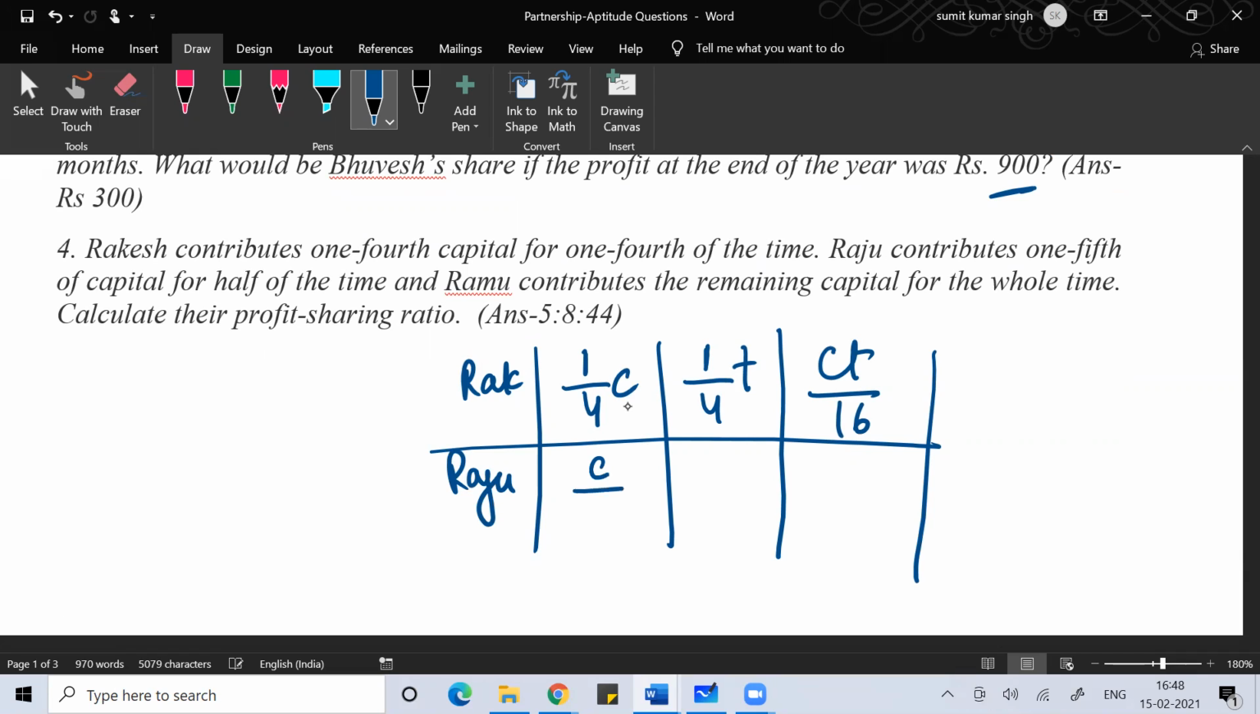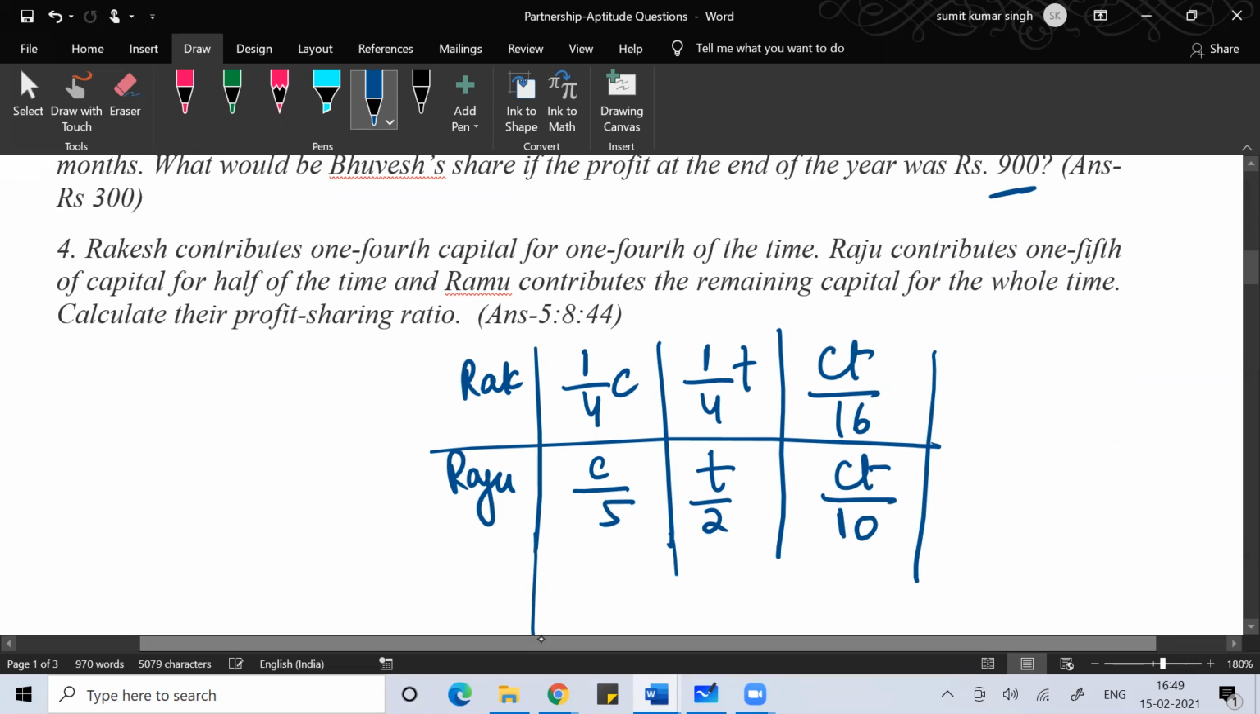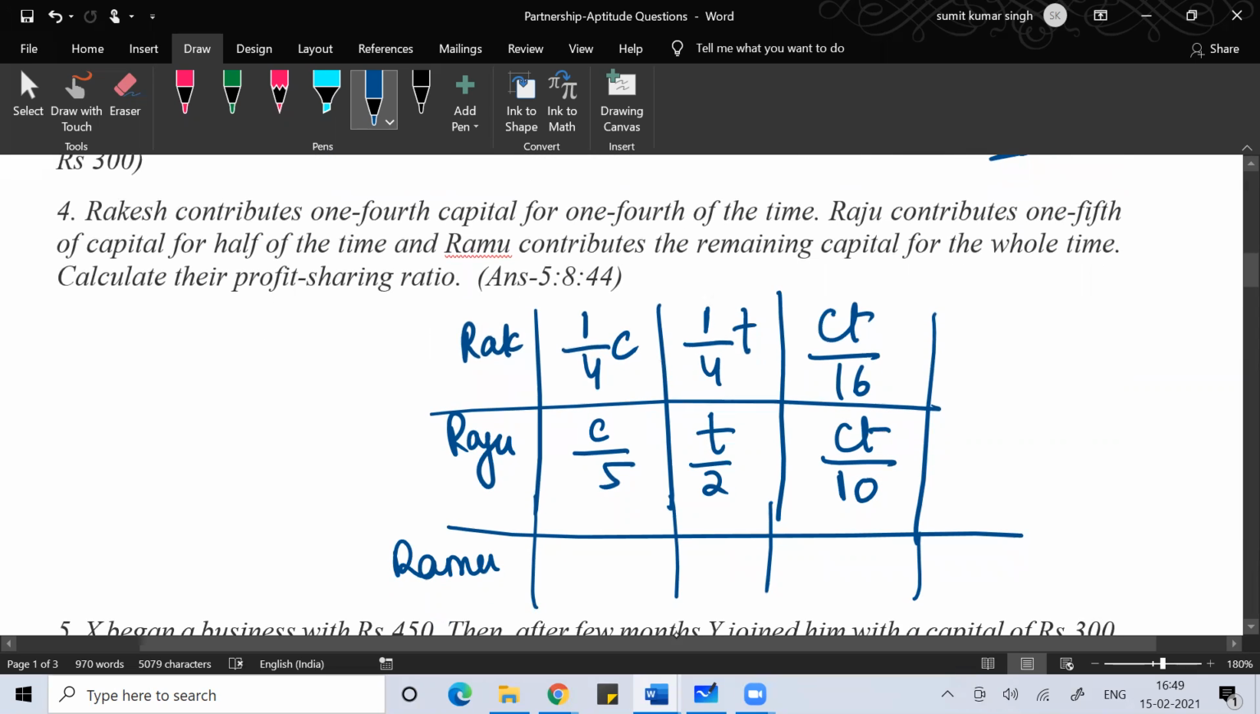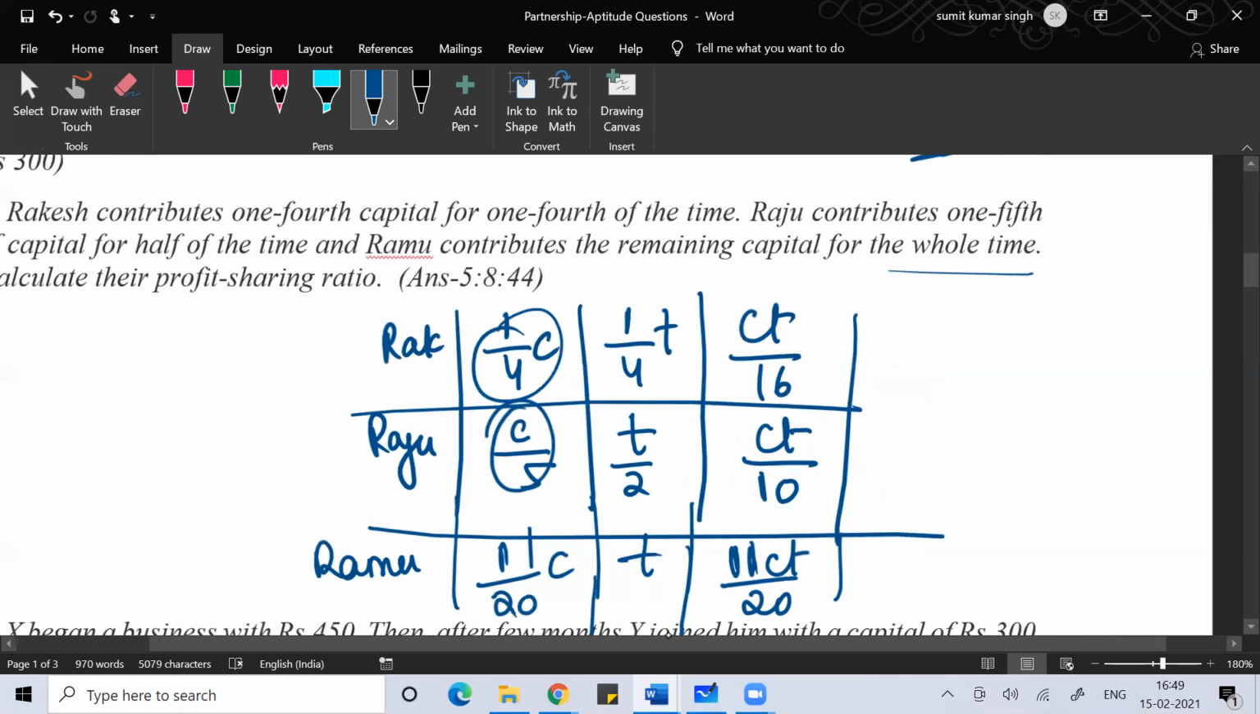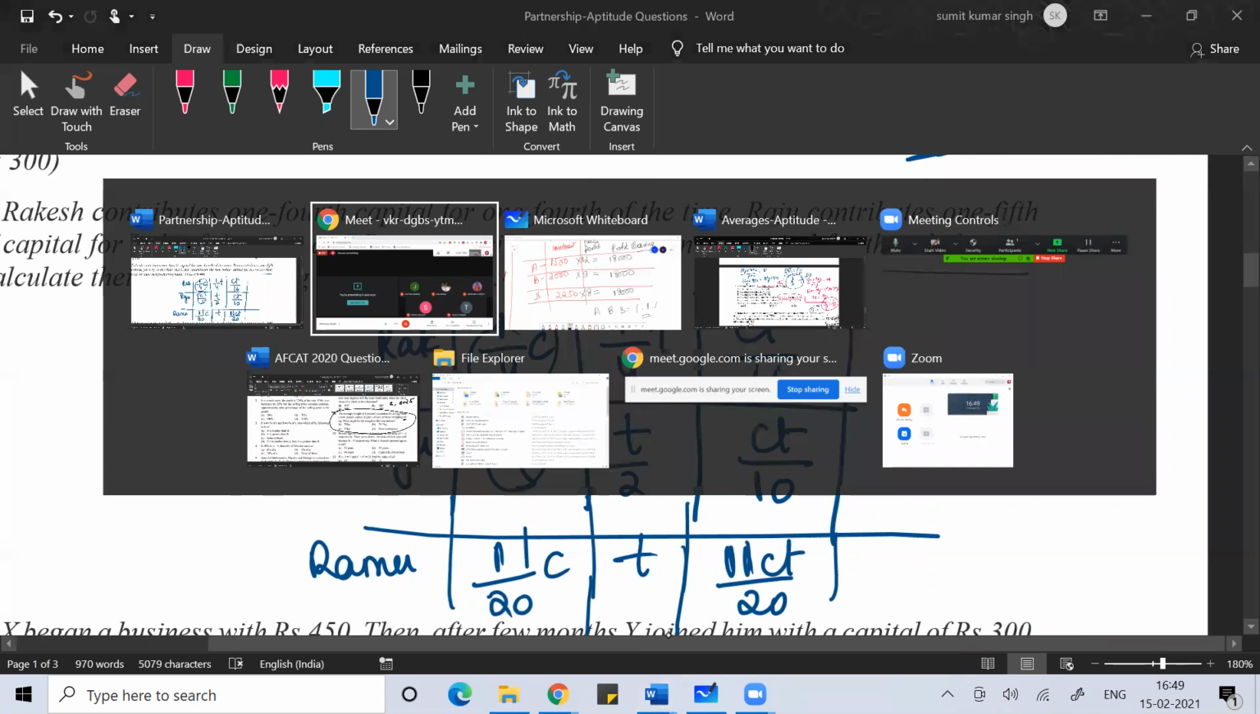Raju has contributed 1/5 of the capital for half of the time. This is CT by 10. Then Ramu has contributed the remaining capital. This is 1/4, this is 1/5, how much is left? 11 by 20 part of capital for the whole time, so this is 11 CT by 20. So in what ratio will they do the profit sharing? Very simple.